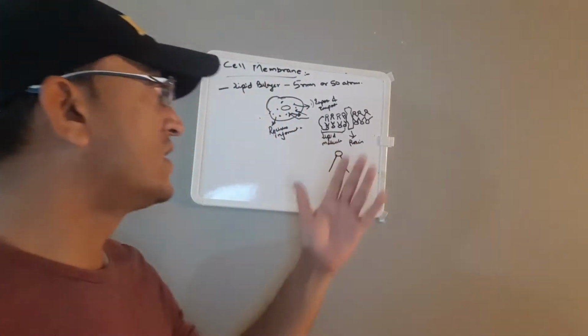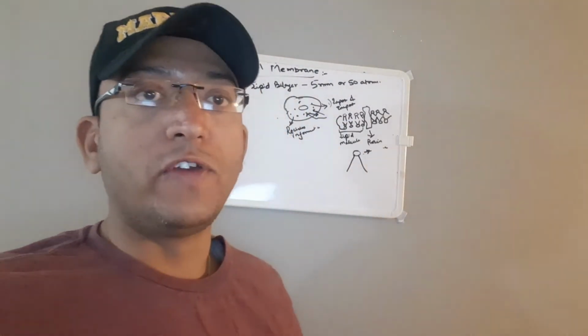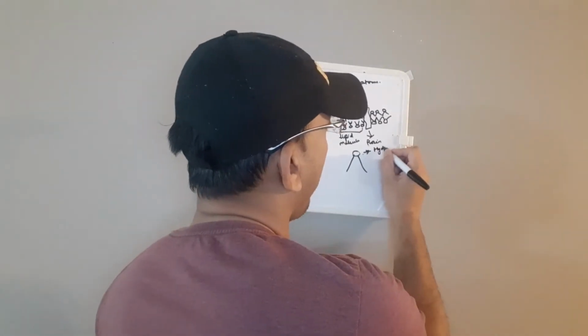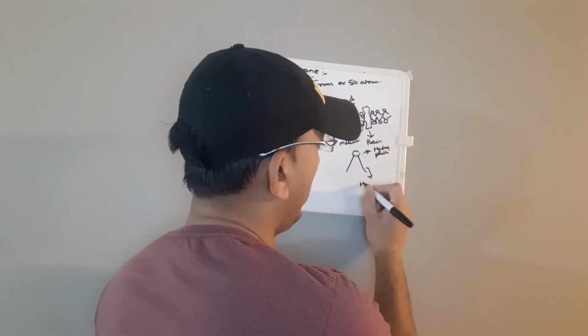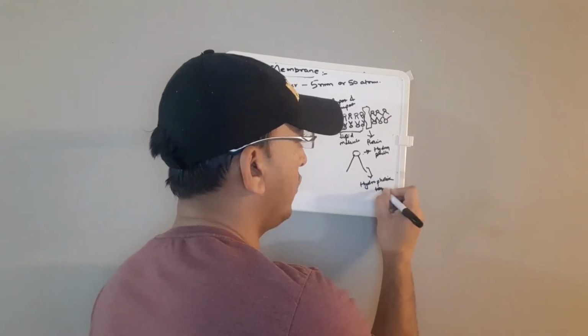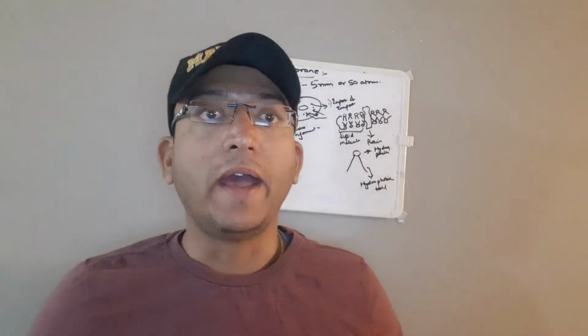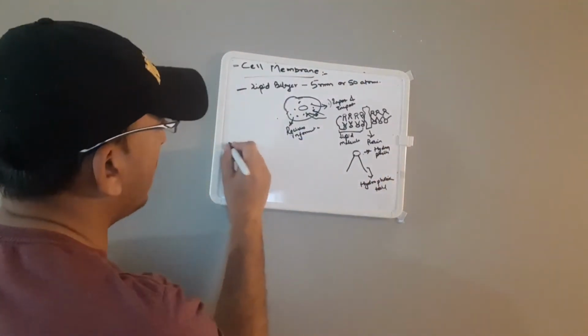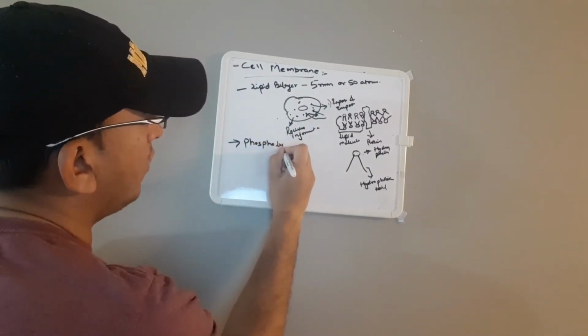Each lipid has a hydrophilic head and a hydrophobic tail. As we studied in the fatty acids, this is used in the cell membrane as well. And the most abundant lipids in the cell membrane are the phospholipids. So which lipids are most abundant in the cell membrane? They are phospholipids.